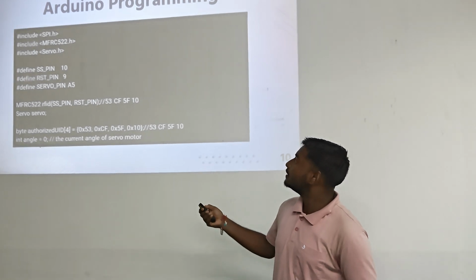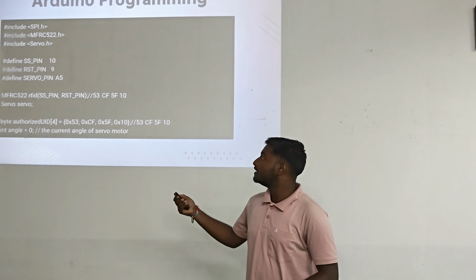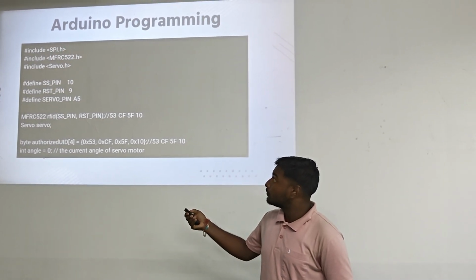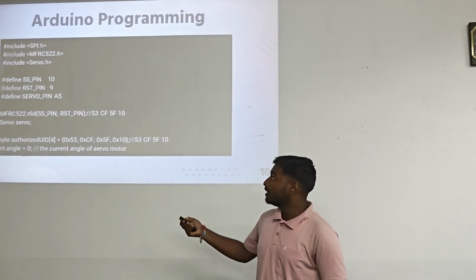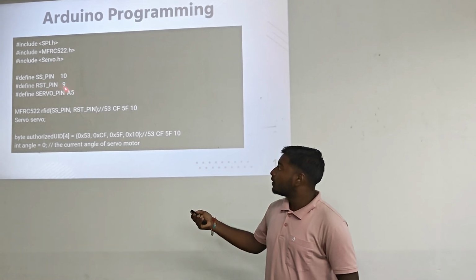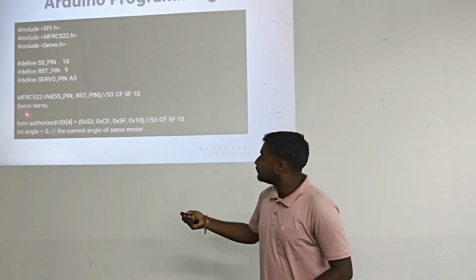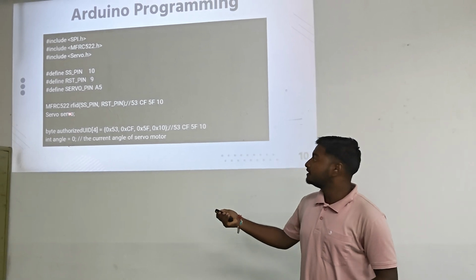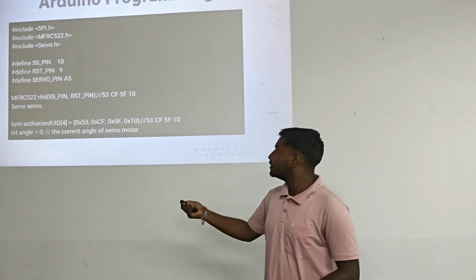Let's look at the code. In this library, we use the SPI header file to define the RFID reader and Arduino for SPI protocol communication, and the servo motor. Here we define the pins for RFID and servo motor. The servo motor is provided power through the A5 analog pin. And here we have provided the authorized UID to the Arduino, which checks if this is our authorized UID. This is like a key to open the door.